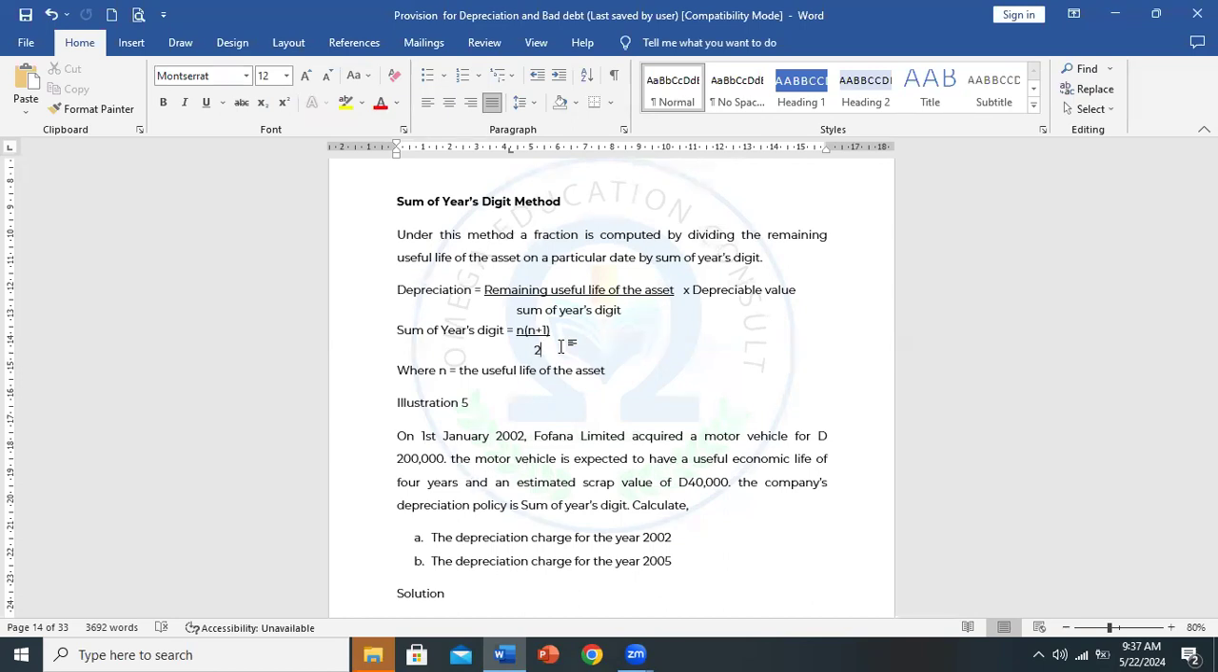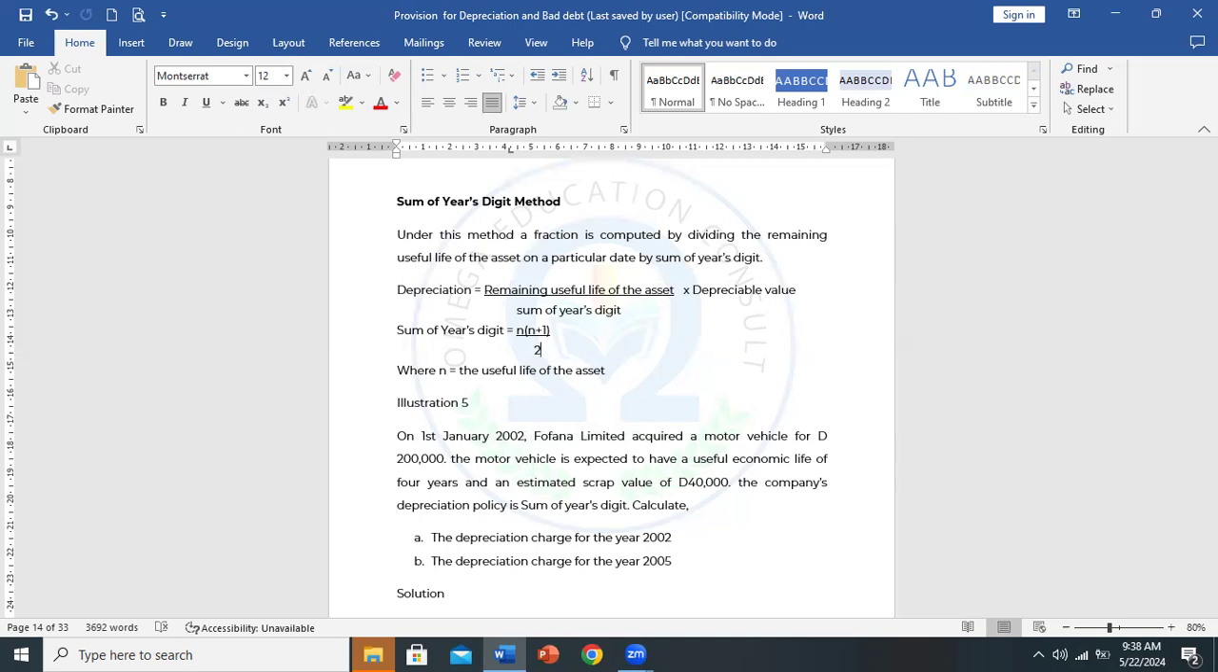If the useful life of the asset is 10 years, you have to add 1 plus 2 plus 3 plus 4 plus 5 plus 6 plus 7 plus 8 plus 9 plus 10. Imagine if the useful life is 30 years, you have to add 1 plus 2 plus 3 up to 30. It becomes a bit crazy. That is why this method is there to assist us. But if the number of years is not too long, you can do the plus 1 plus 2 plus 3 plus 4 in that order. So that is how you calculate the sum of years.